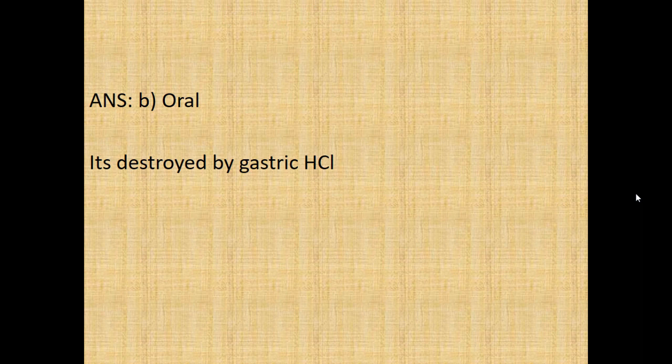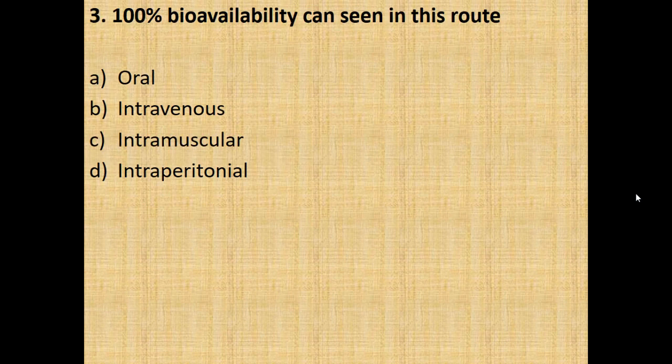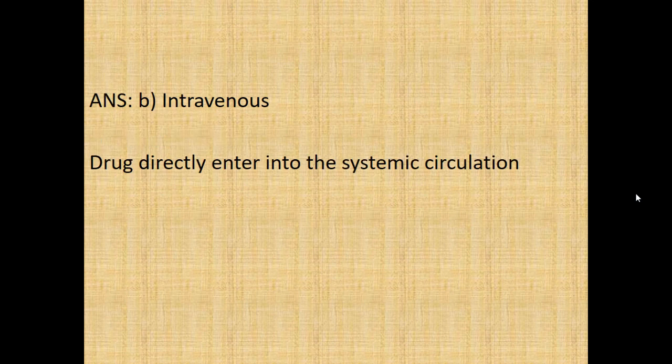Oral: why should we not give it orally? Because it will be destroyed by gastric HCl, because insulin is made up of proteins. Once proteins enter into the acid, automatically they will be destroyed. Then 100% bioavailability can be seen in the intravenous route, because the drug directly enters the systemic circulation. That's why there is no metabolism.